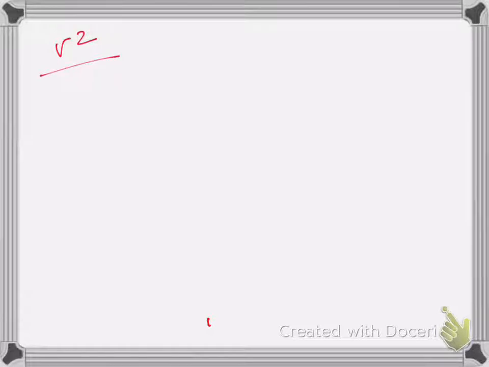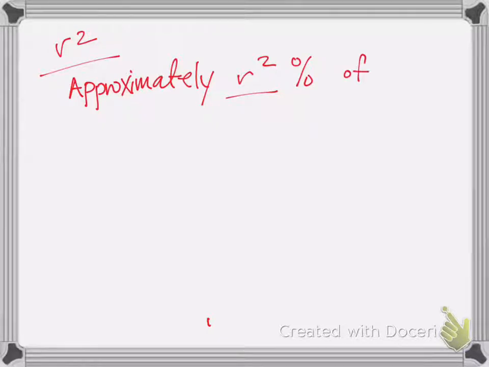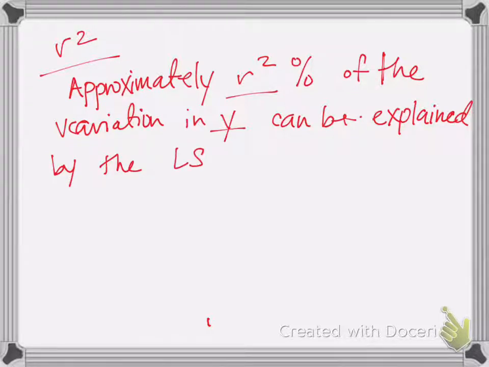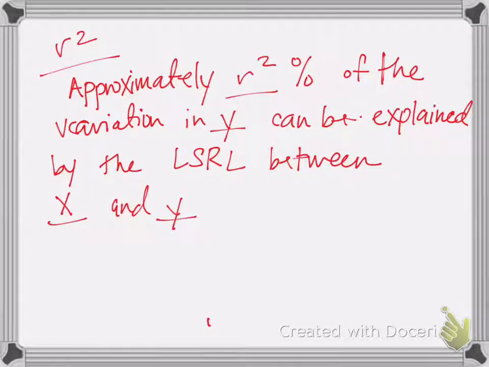So my r squared, what is the r squared? It's the amount explainable because of the... Okay, so it is approximately r squared percent of the variation in y, that would be context, can be explained by the LSRL between x and y. X and y would be context.